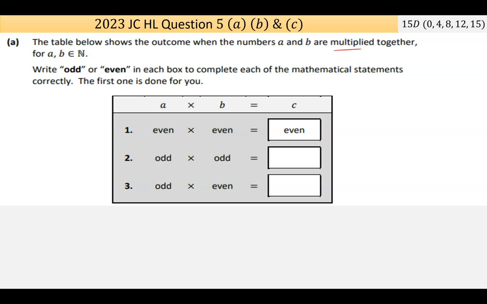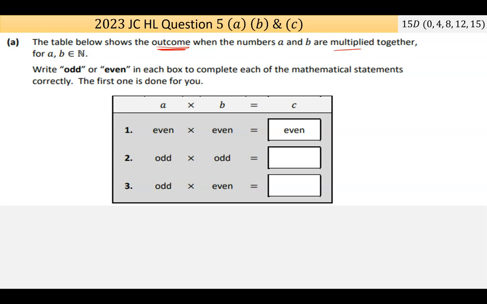The important words there are "the outcome", which gives me an indication that it's probability. The numbers A and B don't matter, it could be X, Y, they're multiplied together. So, two numbers multiplied together. Write odd or even. Now, an even number is a number that's evenly divisible by two. Or simply put, if you divide by two, you'll always get another whole number. An odd number is not even, is one way of putting it. That doesn't happen. So write odd or even in each box to complete each of the mathematical statements correctly.